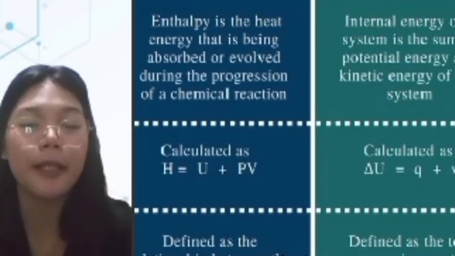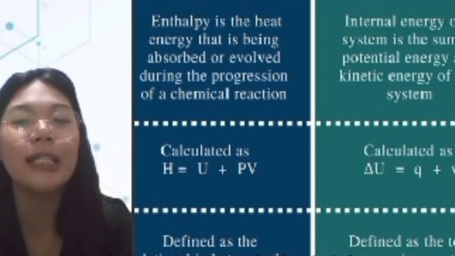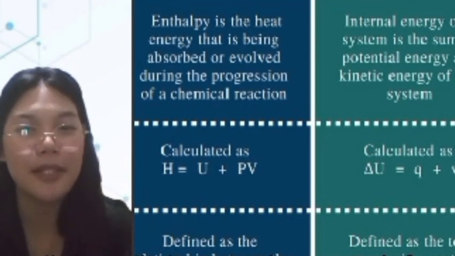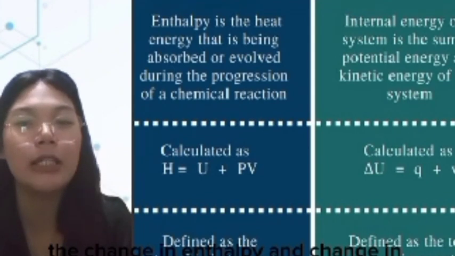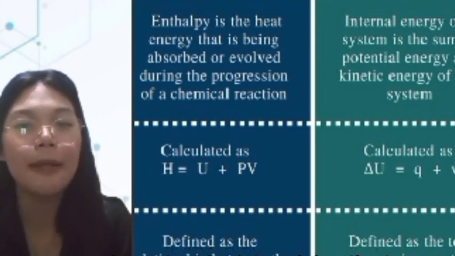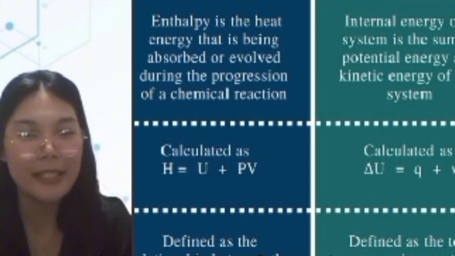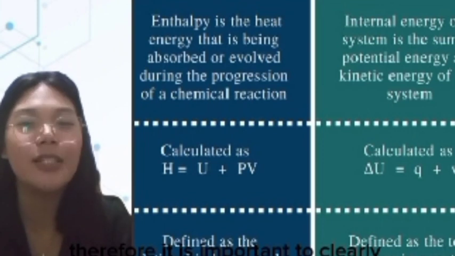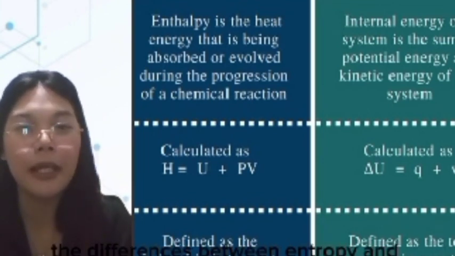So to sum up, enthalpy is related to systems that are in contact with the surroundings, and internal energy is the total energy that a particular system is composed of. However, the change in enthalpy and change in internal energy are very important in determining the type and nature of the chemical reactions that are going on in a system. Therefore, it is important to clearly understand the differences between enthalpy and internal energy.